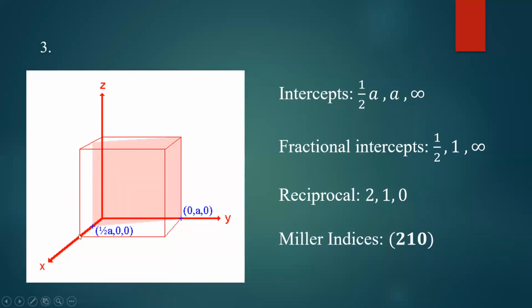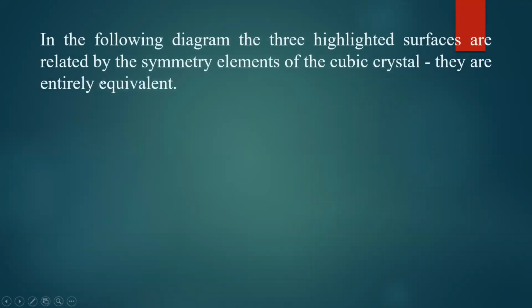Similarly, you can find another set of parallel planes. One set of parallel planes you can find out, and that will also have the same Miller indices if you take the parallel plane. So Miller indices represent a set of parallel planes, and they will not represent a single plane. Remember this. Next, we will find out some more examples.